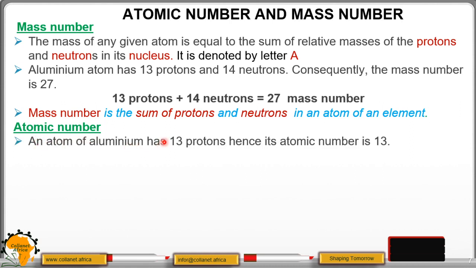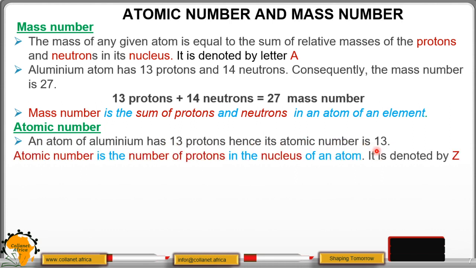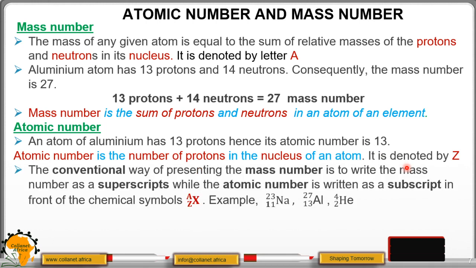Let's now continue to atomic number. In an atom of aluminium, which has 13 protons, hence its atomic number is 13. Atomic number is the number of protons in the nucleus of an atom. It is denoted by the letter Z. The conventional way of presenting mass number is to write the mass number as a superscript, while the atomic number is written as a subscript in front of the chemical symbol. For example, if you have an element X, A will represent the mass number, while Z will represent the atomic number. For example, we have sodium.